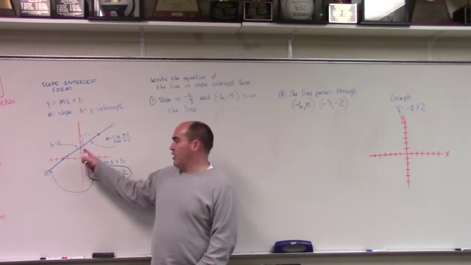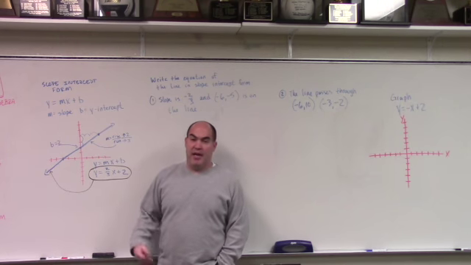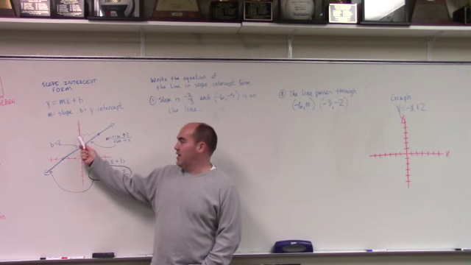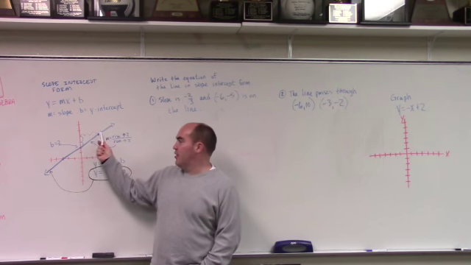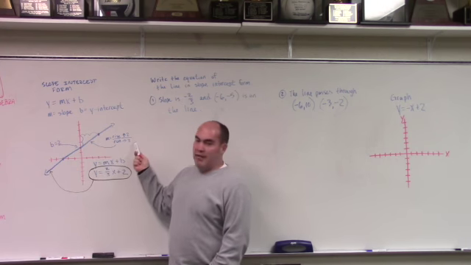To count slope, you're going to go from one point on the line to another point on the line, and you're just counting rise over run. So I go up 2, so my rise is 2, and then I'm running 1, 2, 3, so my run is 3. So I'm going up 2 and right 3, so my slope is 2/3.